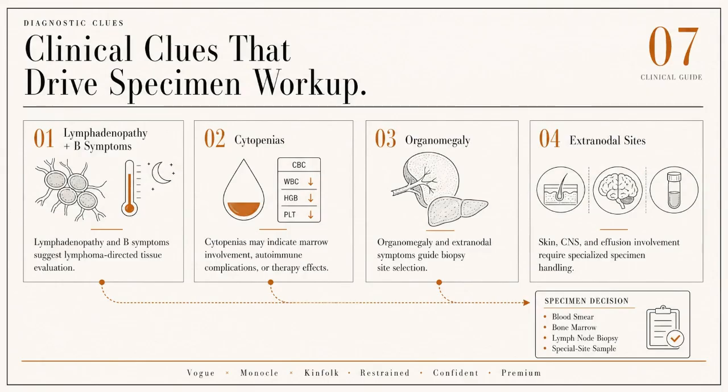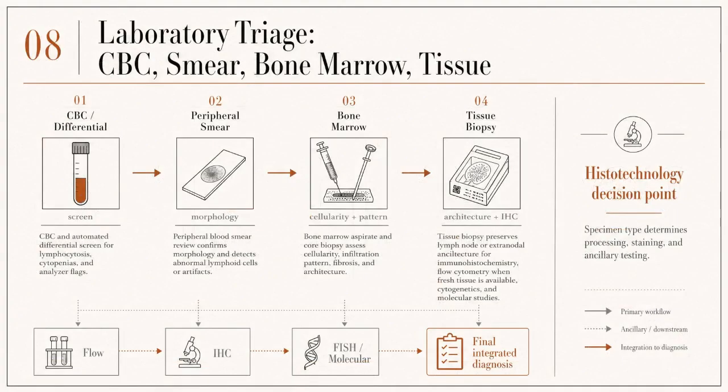As we move forward, we will explore how these clinical clues inform laboratory triage decisions and how the type of specimen collected determines the suite of diagnostic modalities employed. This understanding will further refine your ability to integrate histotechnological expertise with clinical and pathological data in the diagnosis of lymphoid neoplasms.